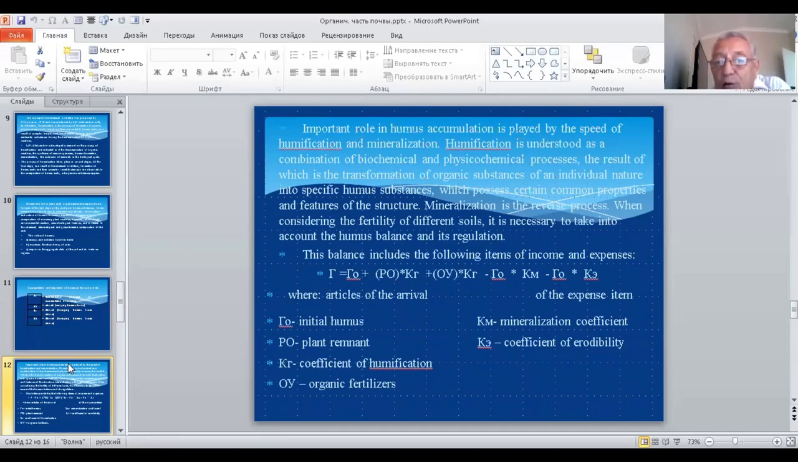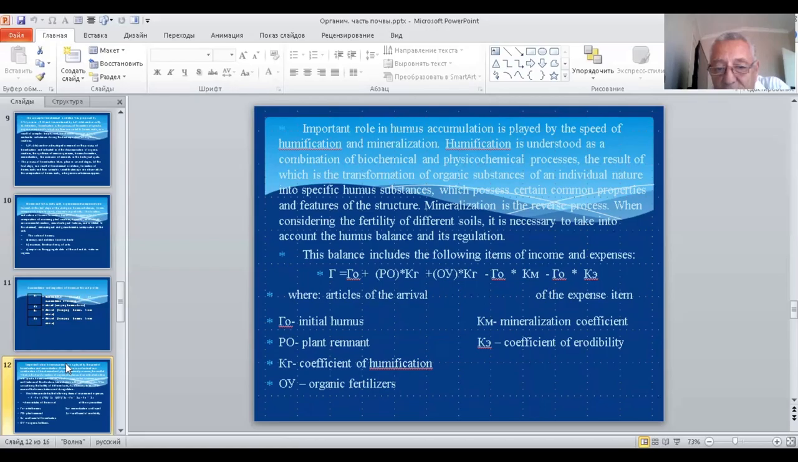Humification is understood as a combination of biochemical and physicochemical processes, the result of which is the transformation of organic substances of an individual nature into specific humus substances, which attain common properties and features of structure. Mineralization is the reverse process. When considering the fertility of different soils, it is necessary to take into account the humus balance and its regulation. This balance includes the following items of income and expense.